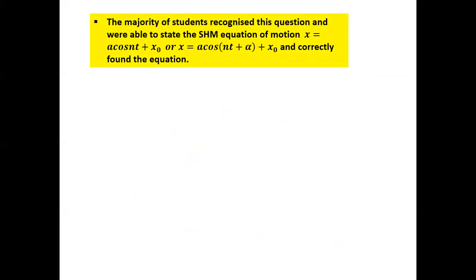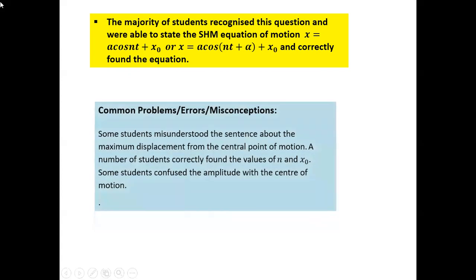For this 13a, the majority of students recognized this question, and they were able to state simple harmonic equations, either in terms of sine or in terms of cos, correctly, and found the equation. The problem is a lot of students misunderstood the sentence about the maximum displacement from the central point of motion. So instead of recognizing what the amplitude should be, they mixed it up and used the wrong amplitude. Students need to be careful reading the question, because they confused the amplitude with the center of the motion.